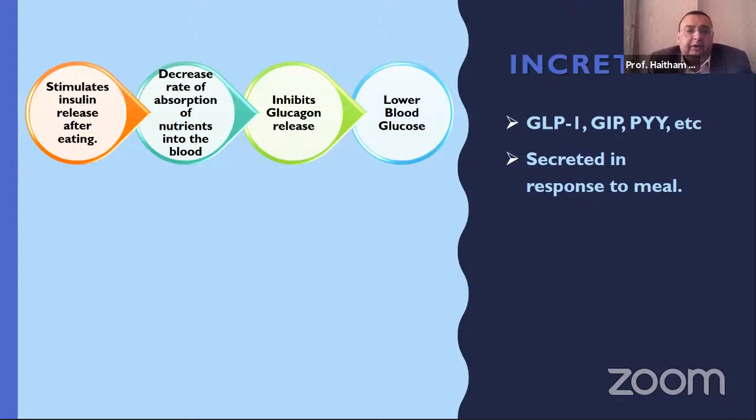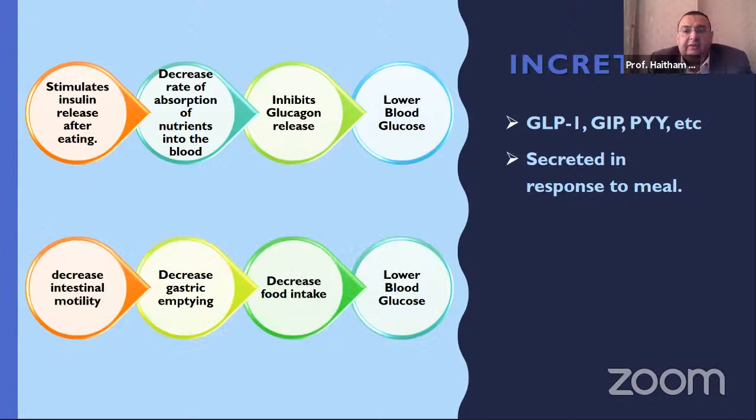The scientific society gave these hormones, GLP-1, GIP and polypeptide Y, the term incretins. These hormones are secreted in response to meals. These hormones will stimulate insulin release after eating and decrease the rate of absorption of nutrients into the blood, and inhibit glucagon release, thus lowering the blood glucose levels. They will also decrease the intestinal motility and decrease the gastric emptying, so they will decrease the food intake. This will also lower the blood glucose level.